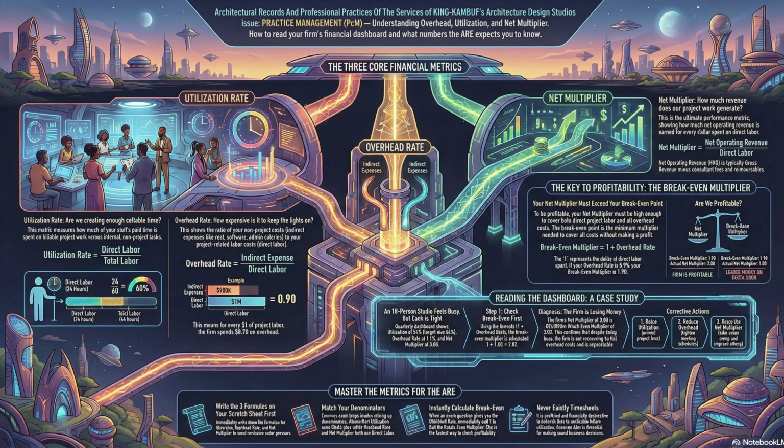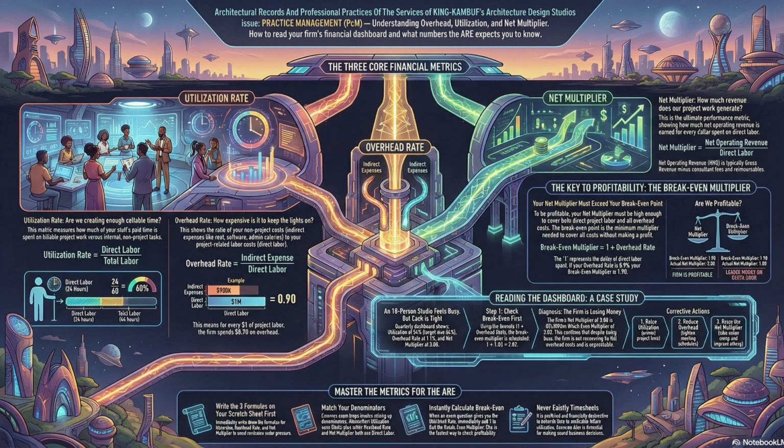Wow. Yeah, because it's not even covering its internal cost structure. That sounds terrifying. If I'm a junior project manager, what's the one metric I should be looking at every Friday afternoon to make sure I'm not accidentally pulling my firm underwater? Utilization seems actionable, but the net multiplier feels like the final grade. The net multiplier is the final grade, but the utilization rate is the leading indicator.